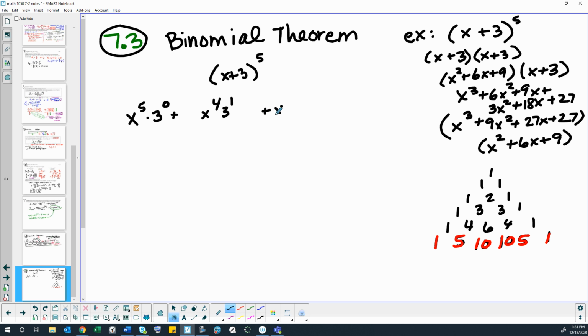And then next we would have x to the 3rd, 3 to the 2nd power. And then next, probably put the plus 2 first. I'm going to put the plus, you'll see why in just a second. Put the plus over here. And then next we would have x squared and 3 to the 3rd. And then we would have x and 3 to the 4th. And then last we would have, and I've run out of room, x times 3 to the 5th.